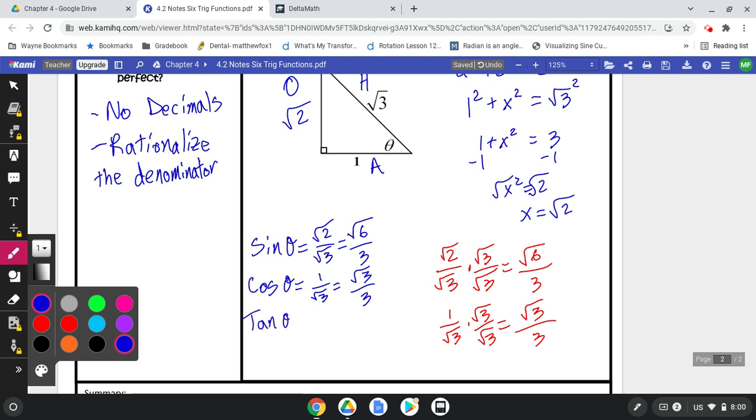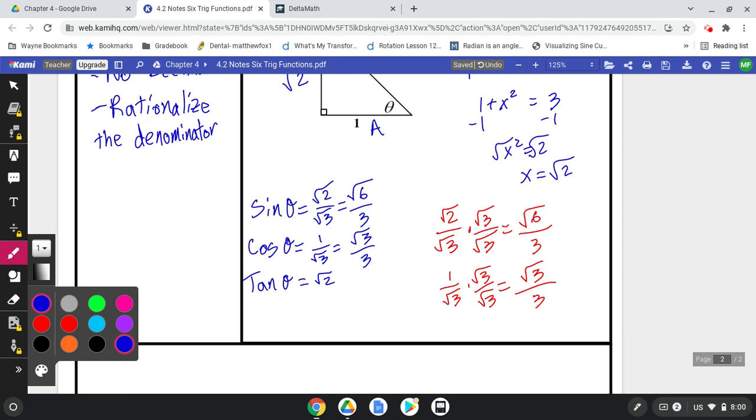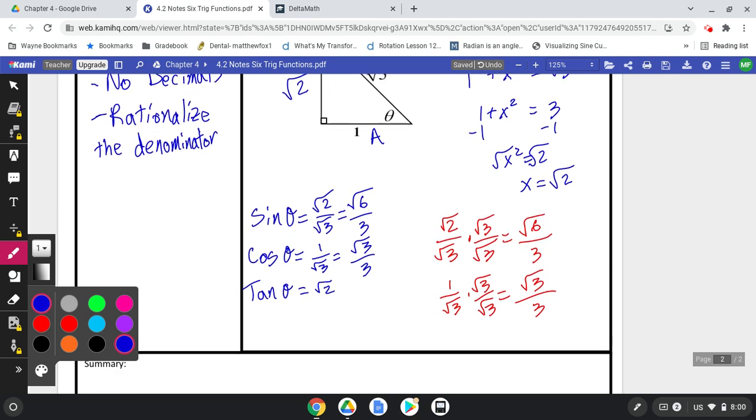Now TOA, this one works out. TOA is O over A, so square root of 2 over 1, or just square root of 2 is our answer. All right, now we also need to find our cosecant, secant, and tangent.